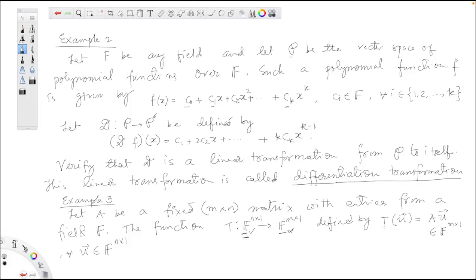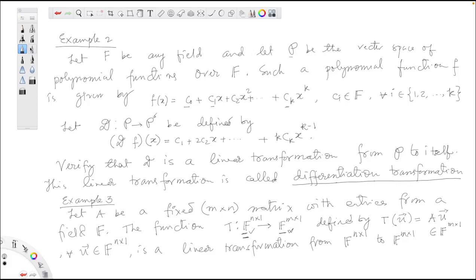So this function defined by this expression for all the u in F to the n cross 1 is a linear transformation from this vector space F to the n cross 1 to F to the m cross 1. Both these vector spaces are defined over the ground field F.